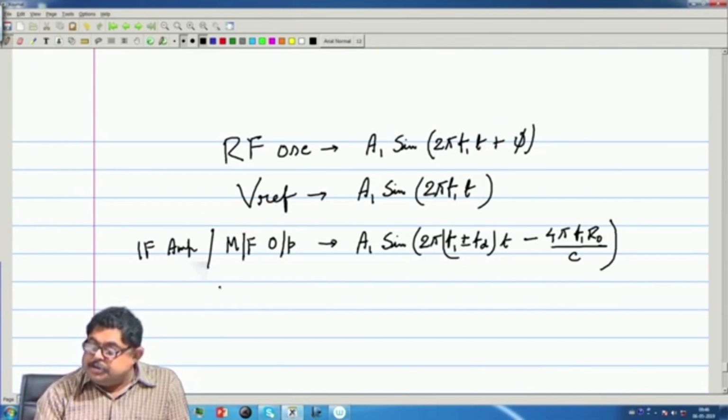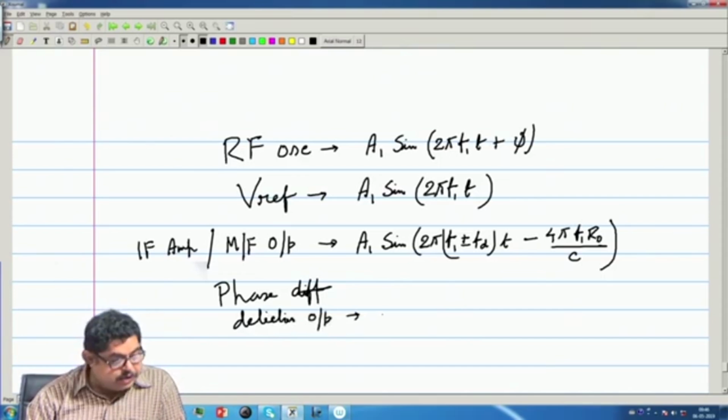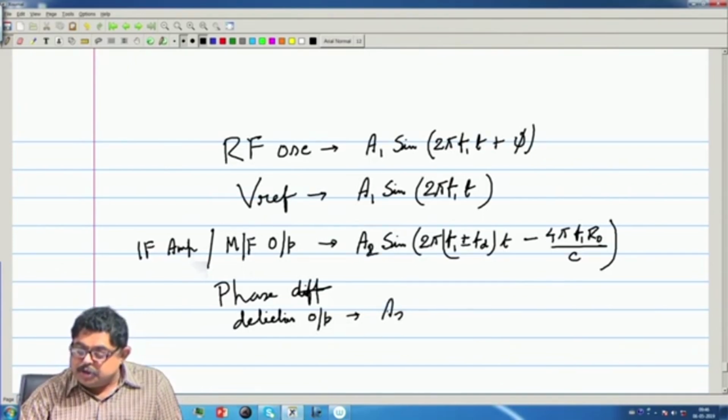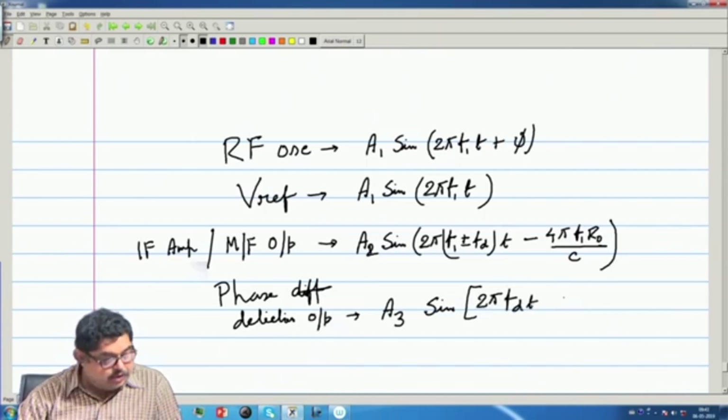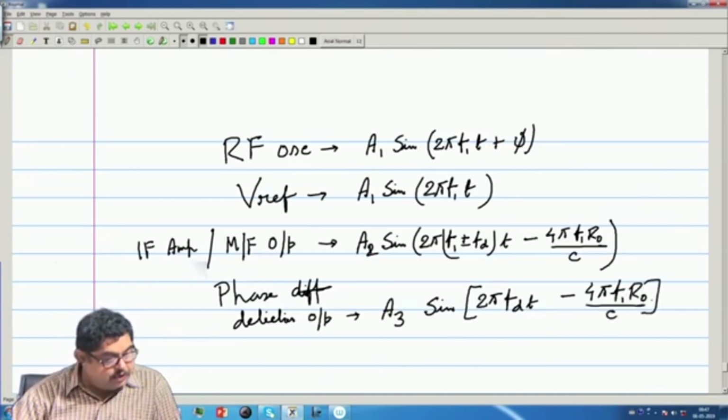So, after mixing, I can say the phase detector output can be written as V reference 1, it can be made A2, it can be made A3 sin 2 pi fd t minus 4 pi f1 r naught by c. So, that actually we have plotted in the previous one.